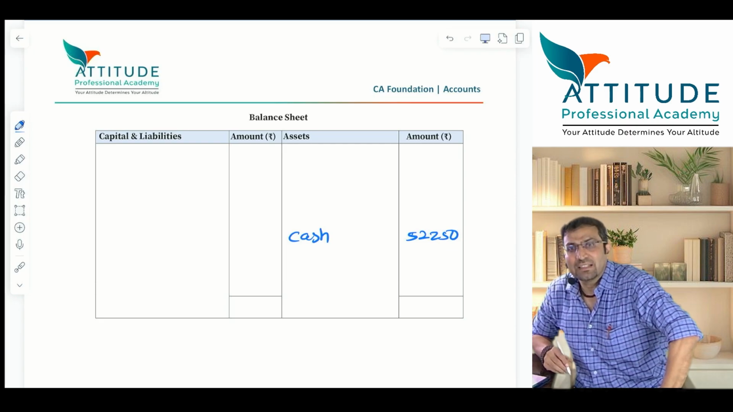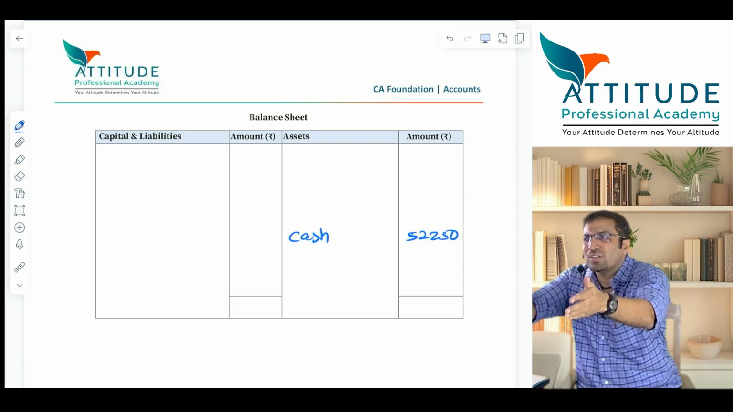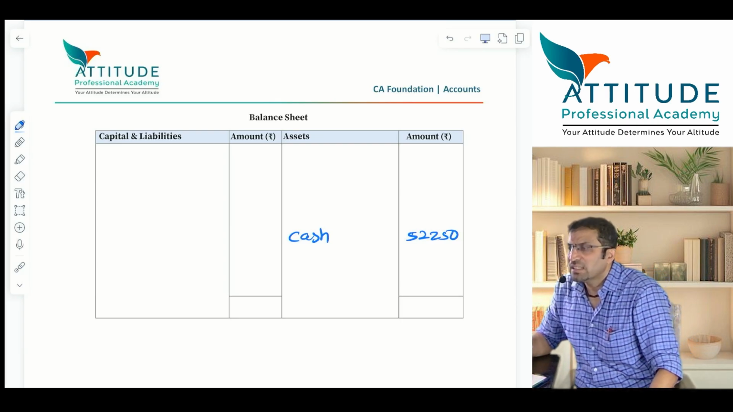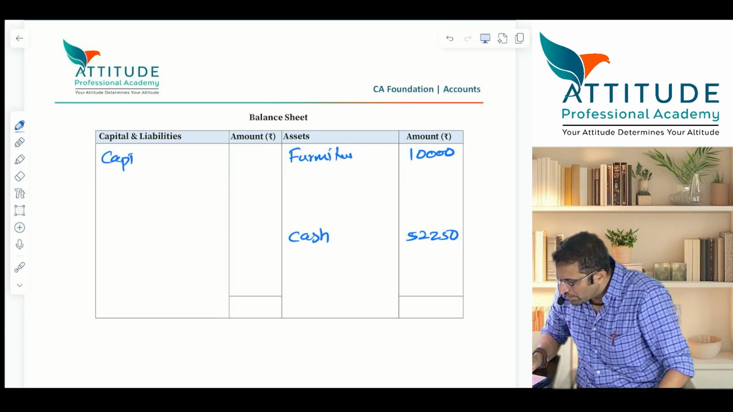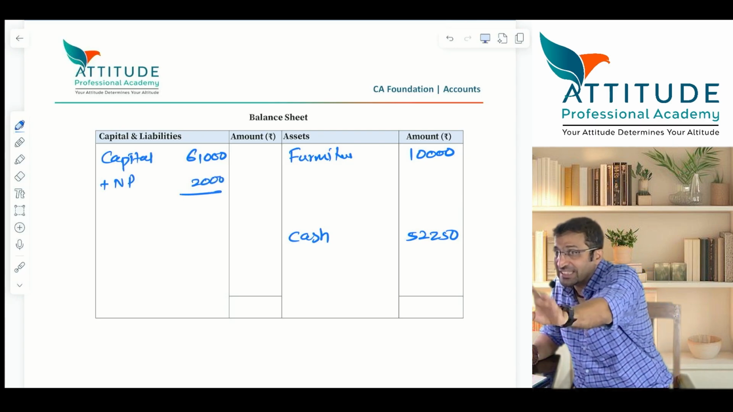52,250. Second, opening stock is closed. I have already closed, no? Next, furniture is an asset. Next, yes. No, 61 is opening stock. Add net profit. Add after passing the journal entry that I have not yet done, but that will be 63 now. 60.